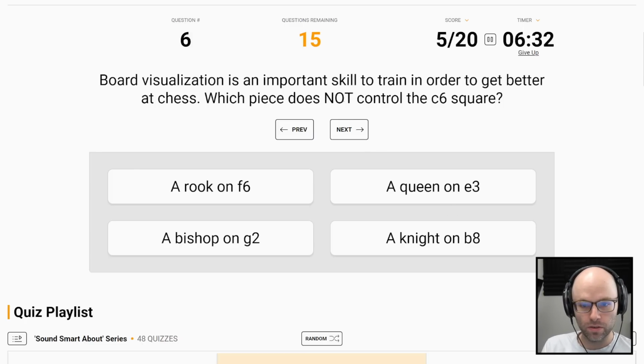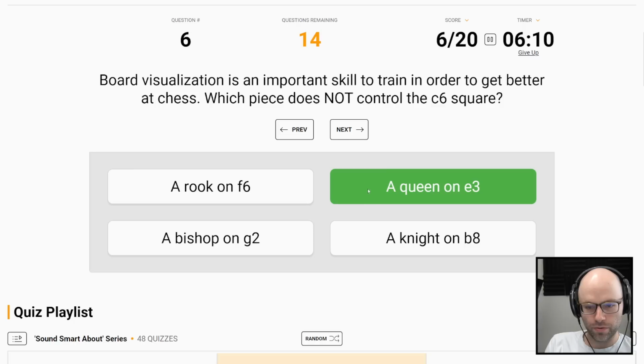Does not? Wait, what the hell? I've done it in reverse. Okay, a rook on F6 does touch it. A queen on E3. Wait, hold on. A bishop on G2 goes G2, G2 does get to C6. It's a queen on E3.